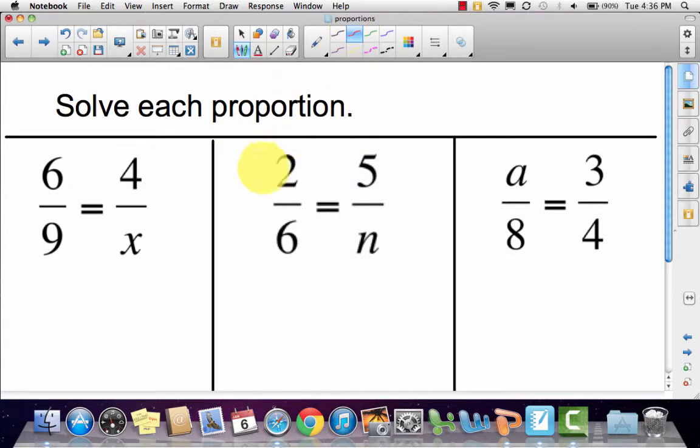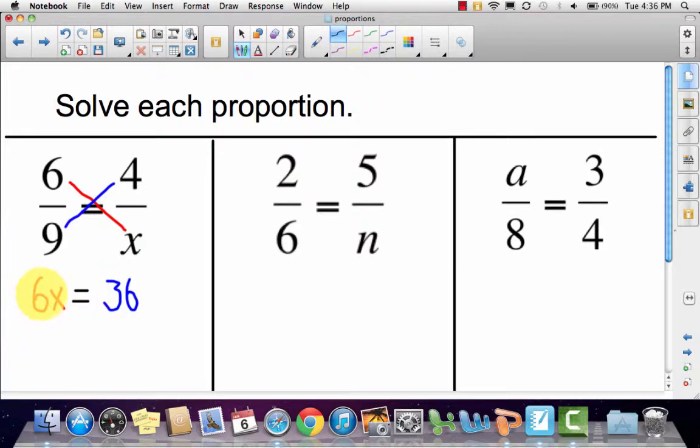The way it works is I start off wherever my variable is, and I cross multiply with the number diagonally across from it. So if I multiply 6 and x, I get 6x. I'm then going to cross multiply the other way with the 9 and the 4, and the product of 9 and 4 is 36. And I've now created a one-step equation. I'll put an equal sign in the middle here.